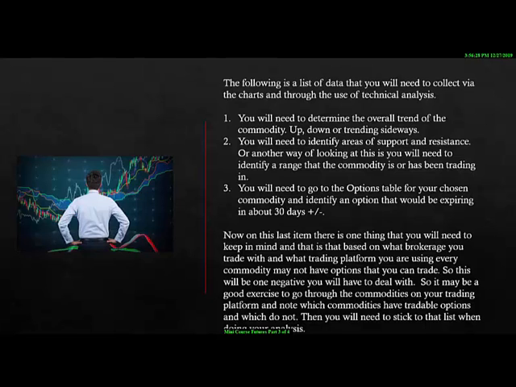You will need to identify areas of support and resistance. Or another way of looking at this is you will need to identify a range that the commodity is or has been trading in. And last, you will need to go to the options table for your chosen commodity and identify an option that would be expiring in about plus or minus 30 days from now. Now, in this last item, there is one thing that you will need to keep in mind: based on what brokerage firm you trade with and what trading platform you're using, every commodity may not have options that you can trade. So this will be one negative you'll have to deal with. So it may be a good exercise to go through the commodities on your trading platform and note which commodities have tradable options and which do not.